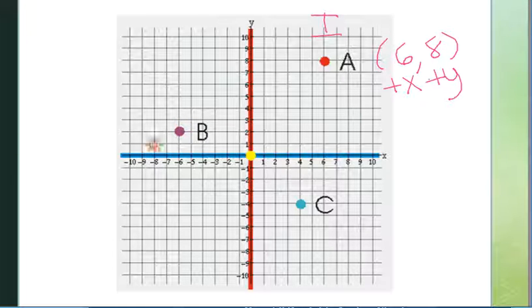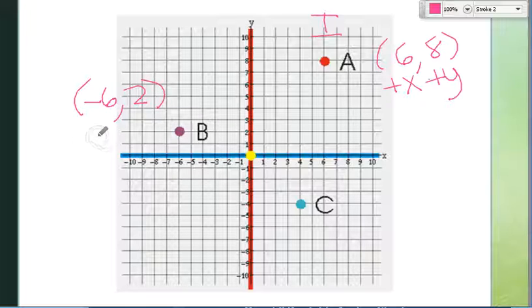Let's go ahead and look at point B. To get to point B from the origin, we're going to have to move to the left 1, 2, 3, 4, 5, 6, and up 2. Because we're moving to the left 6, that would be negative 6, and we're moving up 2, so that would be a positive 2. Notice that our x is negative and our y is positive. Anytime you have a negative x and a positive y, you're going to land right here in quadrant 2.